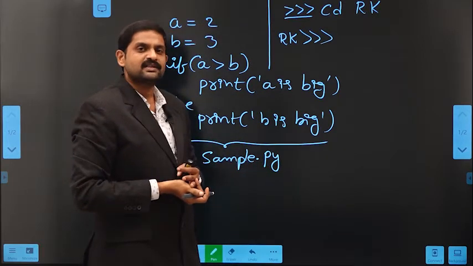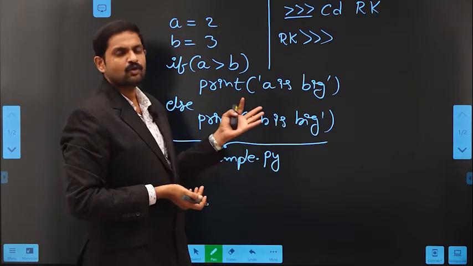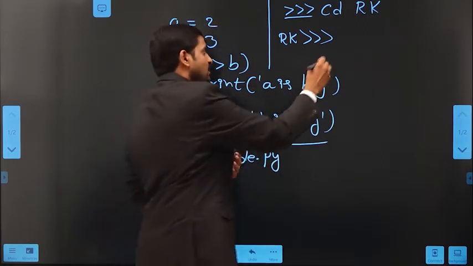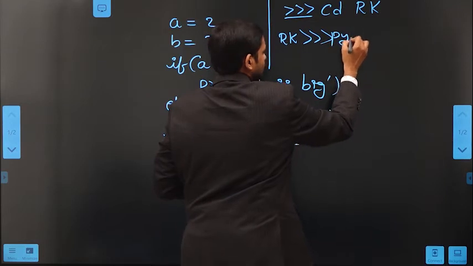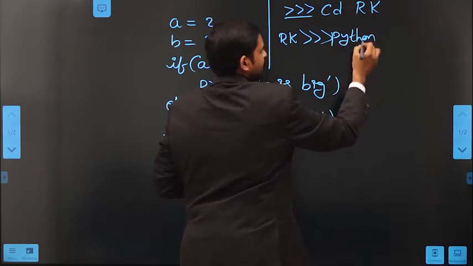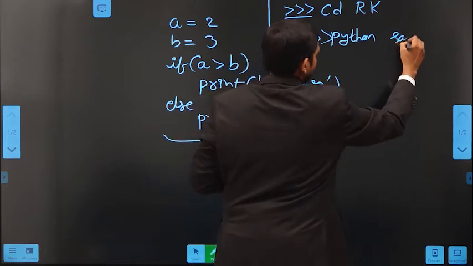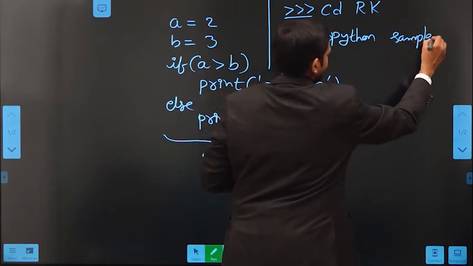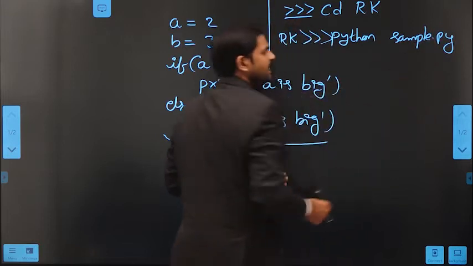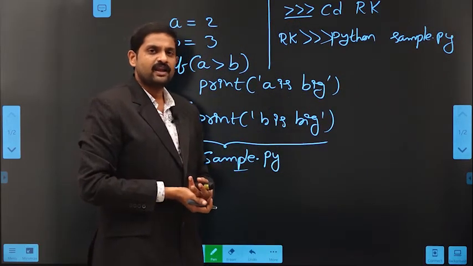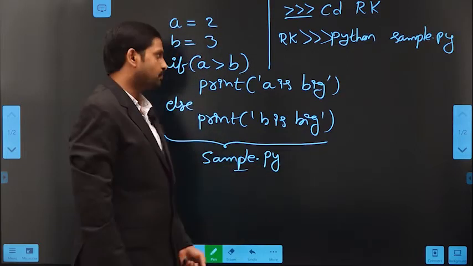Now you can execute your piece of code very simply by using the command python space your file name, sample.py. It will be executed automatically and it shows the output.